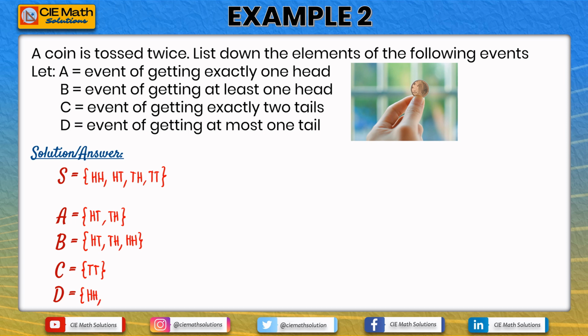Head-head contains no tail. Next will be one tail. So we have head-tail, and we also have tail-head. Each contains one tail. But then if we go to tail-tail, that already contains two tails. So it's not part of event D already. That means there are only 3 elements of the event: head-head, head-tail, and tail-head.